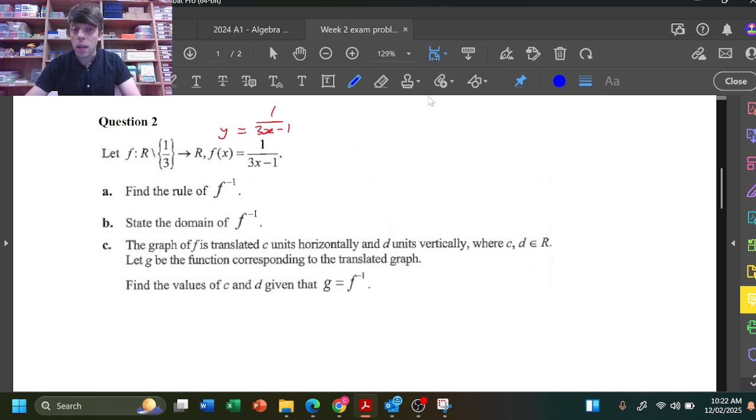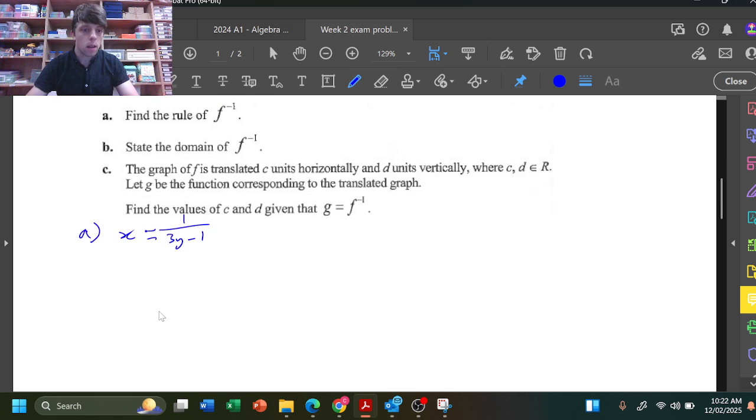I'm just going to write this equation in blue down here. Let's go for it. So, we have, okay, y is going to become x. So we have x is equal to 1 over 3y minus 1. Okay, there it is. So now we need to rearrange this to make y the subject. First thing we might want to do is multiply both sides by 3y minus 1. So we're going to get (3y minus 1) times x is equal to 1.